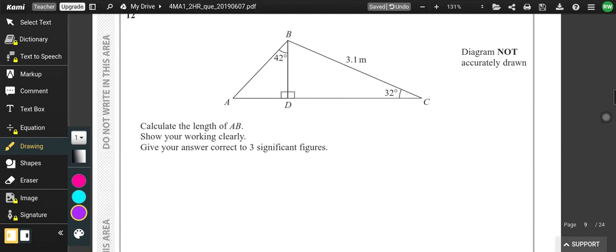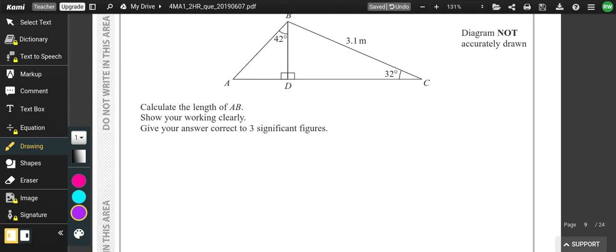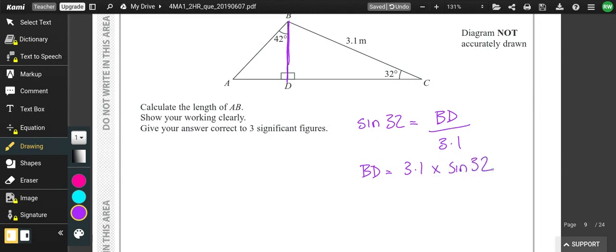Calculate the length of AB. A couple of ways of doing this, but some of you found out this angle in here and then tried to do sine of that angle, which actually gives you that one there, the wrong one. So we need the side that's common to both triangles, which is BD. So sine 32 equals BD, the opposite, over the hypotenuse, which is 3.1. So BD is 3.1 times sine 32.